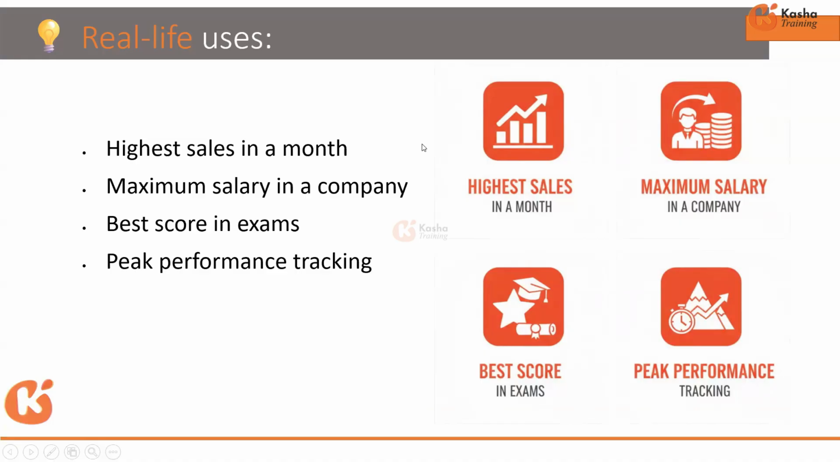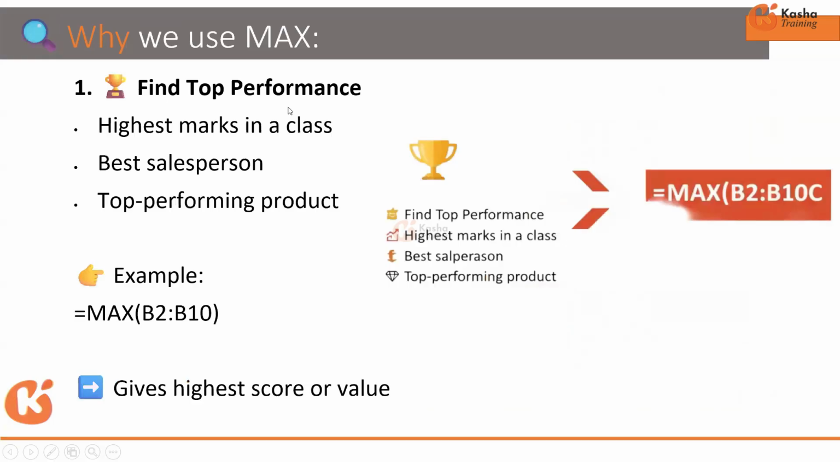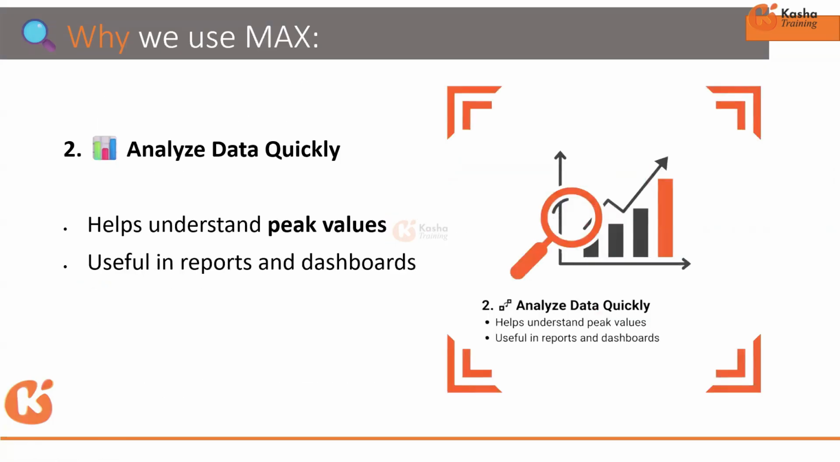We use the maximum function to find the top performance. If you have any data, it will check that data and give you the top performance. It gives you the highest mark in a class, the best salesperson, the top performing product. So like this, you can figure it out and then plan your strategy based on this. The second reason why we use maximum is to do data analysis.